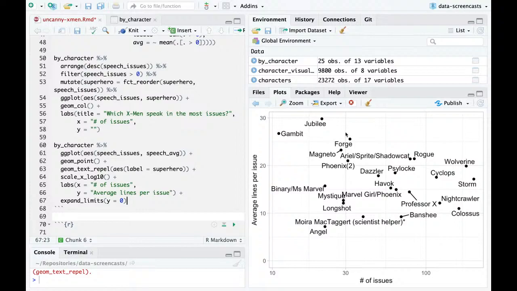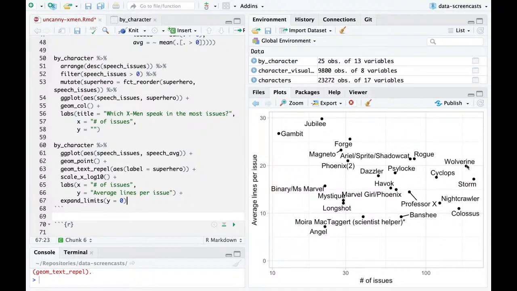So what are some things we see here? There's no character that barely, so Angel is sort of the runt of the cast in the Uncanny X-Men run. Angel both appears in relatively few issues and when he's in an issue, speaks very little. In contrast, Gambit is only in a smaller number of issues, but speaks a lot in every one of those. Same with Jubilee. I'm less familiar with Jubilee. And Magneto similarly, as a villain, speaks a lot when he's in an issue.